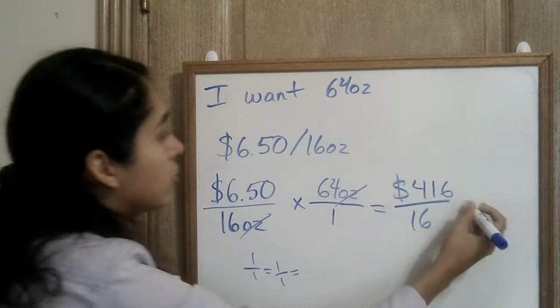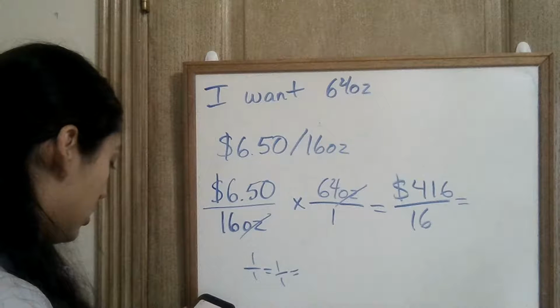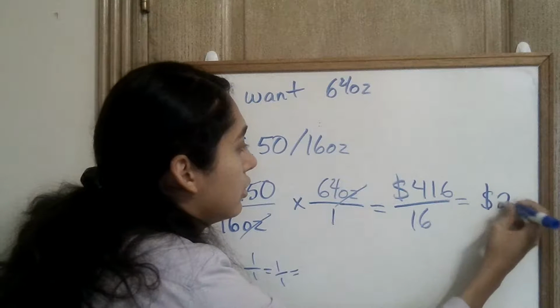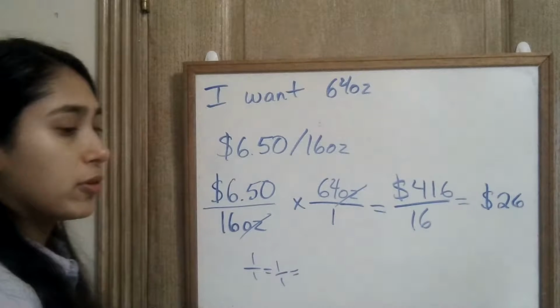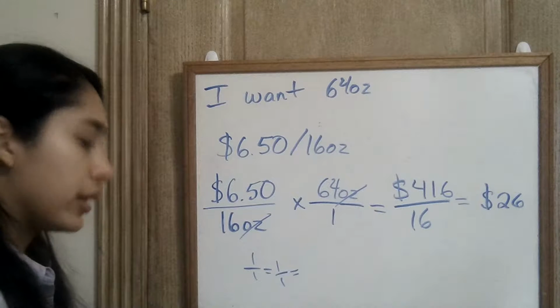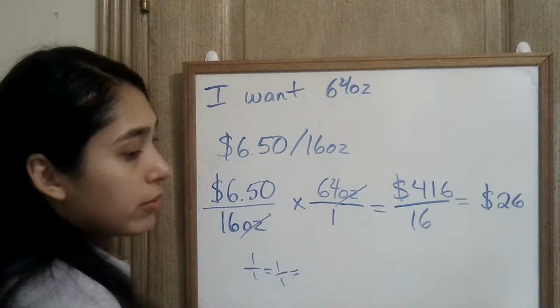So 416 divided by 16 is going to be $26. That's pretty expensive for popcorn, but this is gourmet popcorn, so you can make a decision on that if you like. Any questions on this problem?